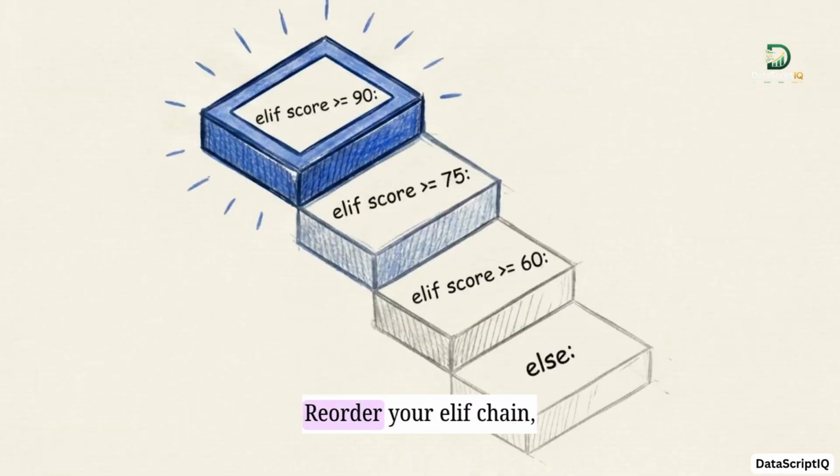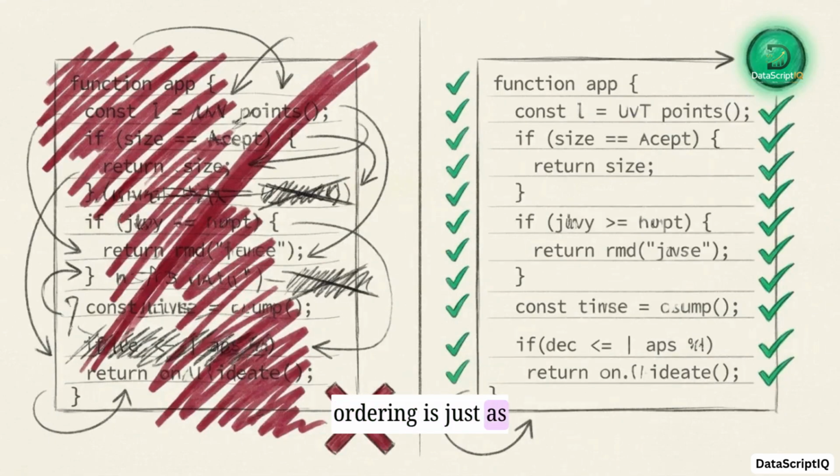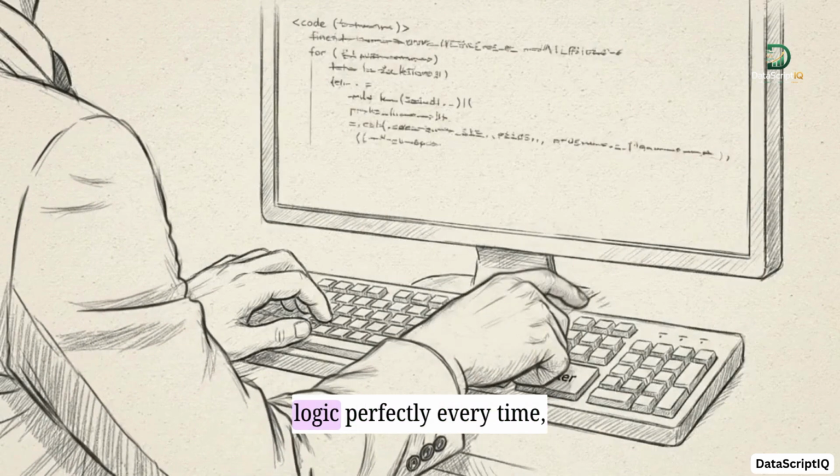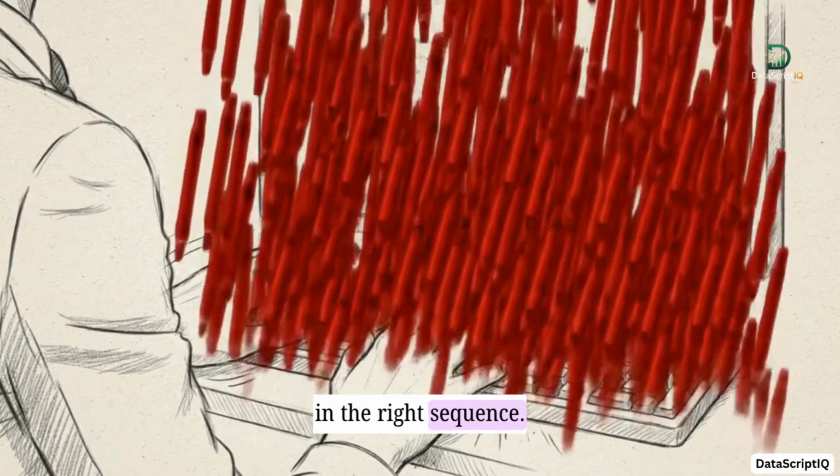Go to your editor. Reorder your elif chain starting with the strictest rule, greater than or equal to 90, down to the lowest. Set your marks to 78 and run it. The output will correctly display grade B. Logical ordering is just as vital as correct syntax. The computer will execute flawed logic perfectly every time, so you must structure your rules in the right sequence.